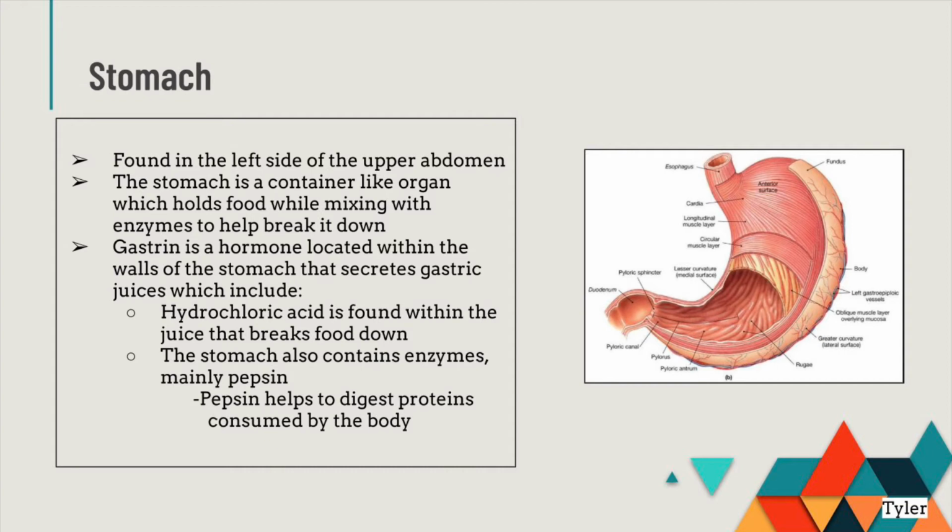Another important compound found in the stomach is mucus, which is produced by the mucus cells. Mucus in the stomach forms a wall inside the stomach that prevents digestion of the stomach itself.